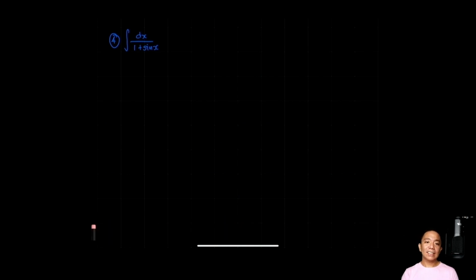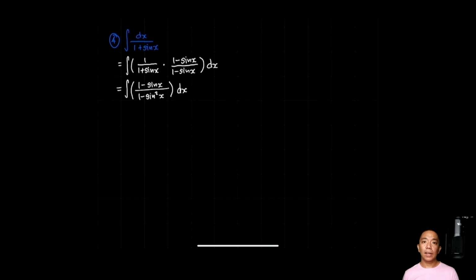And our trick is to multiply by 1 in a special way. So we will multiply by 1 minus sin x over 1 minus sin x. So we are multiplying essentially by the conjugate of the denominator. This will give us the general antiderivative of 1 minus sin x all over 1 minus sin squared x. And 1 minus sin squared x is cosine squared x, our Pythagorean identity from Math 4. So we have the general antiderivative of 1 minus sin x over cosine squared x.